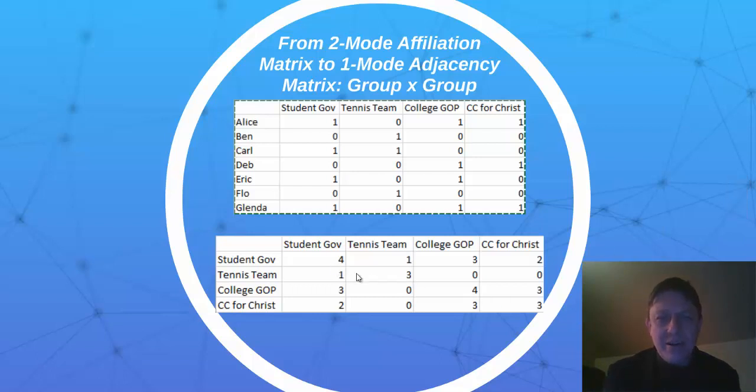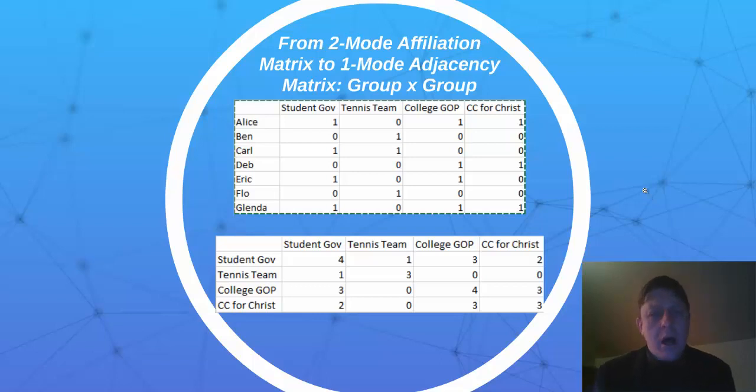What about the diagonal? The diagonal again is telling you something about the relationship between one group and itself. So when student gov has a value of 4 in the cell that relates it to student gov, it means that student government shares 4 members with itself. But it only shares 1 member jointly with the tennis team. 1 member they have in common. That's what the tie means here. What is that member? Can you see it? It's Carl. Carl is on the student government and the tennis team.